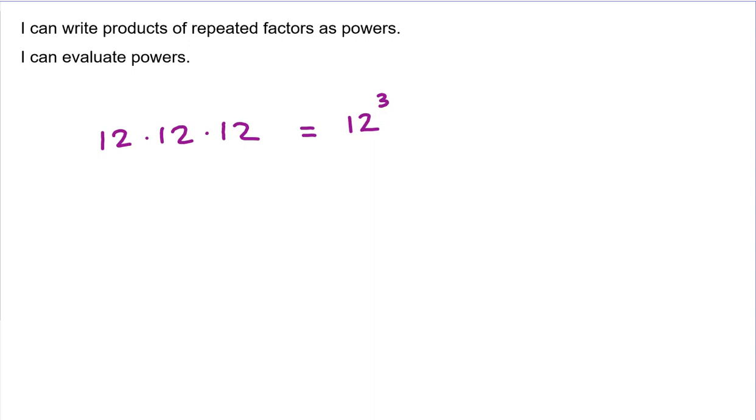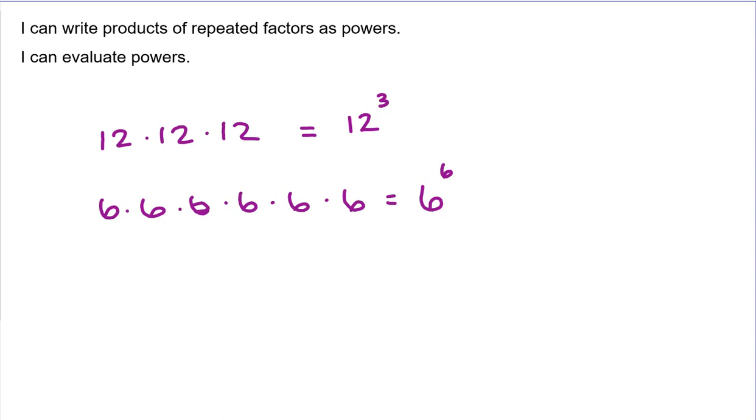Okay. Let's try another one. What if we have 6 times 6 times 6 times 6 times 6? Now let's put another one for good measure. Our 6 is our base because that is our repeated factor, so 6. And our base as a factor repeats 1, 2, 3, 4, 5, 6 times. Okay, so that becomes our exponent, 6 to the 6th.